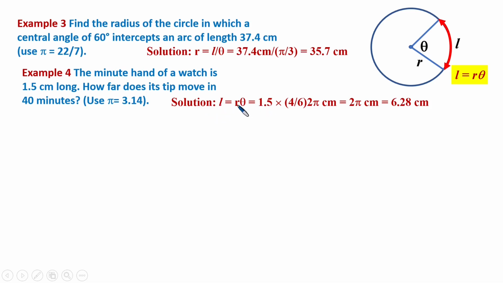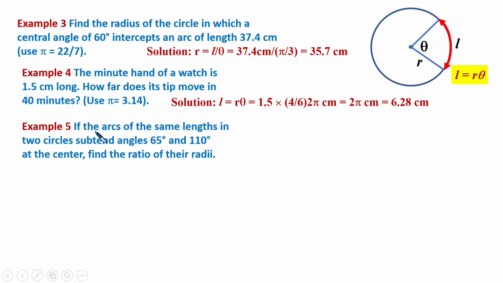So the length of the arc is R times theta. R is given to you as 1.5 centimeter. And your theta is 4 by 6 times 2 pi. This I am writing in radian, and this is 4 by 6 because it's 40 minutes. 60 minutes means 6 by 6 is 1. This is 4 times 10 minutes, that is 40 minutes, 4 by 6. So this 1.5 goes in 6 four times, 4 by 4 get cancelled. So you have 2 pi centimeter. That is, as we have said, 2 pi is nothing but 6.28. And anyway, they have told to use the value of pi as 3.14.